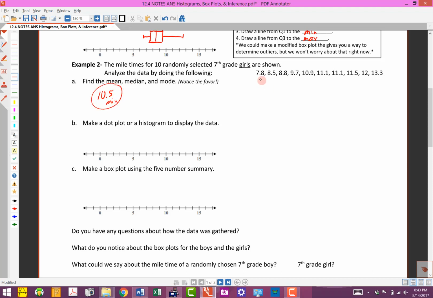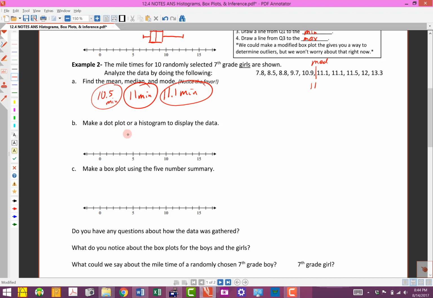The median will go to the very middle. So remember, there are 10 altogether. So we're going to go 1, 2, 3, 4, 5. The median would be right here. So right in between 10.9 and 11.1 would be 11. Okay, so there's our median right there. So the median is 11 minutes. And then the mode, the most frequently occurring, is going to be 11.1 minutes. Okay. All right.